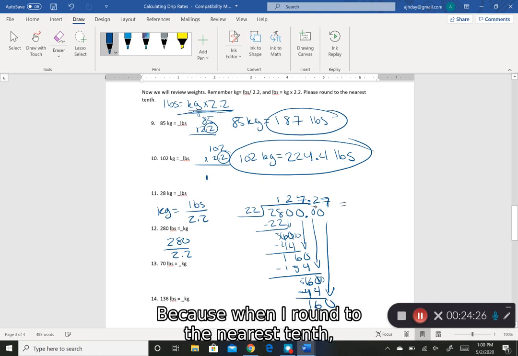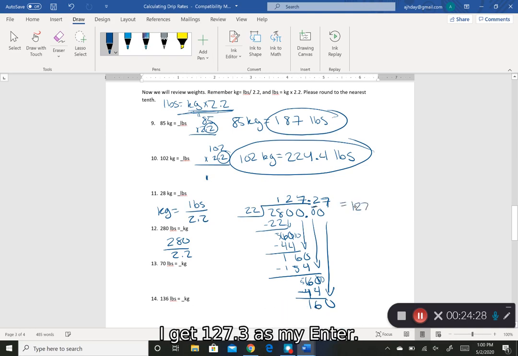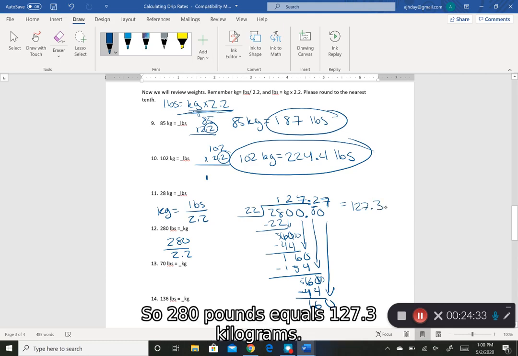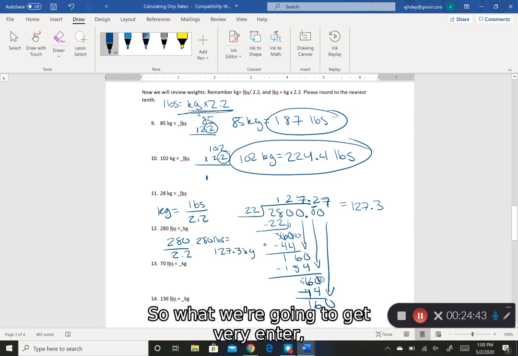Because when I round to the nearest 10th, I get 127.3 as my answer. So 280 pounds equals 127.3 kilograms. That's what we're going to get for our answer.